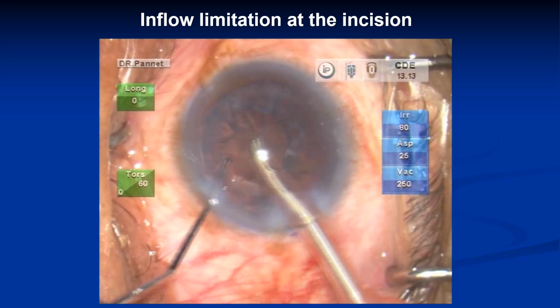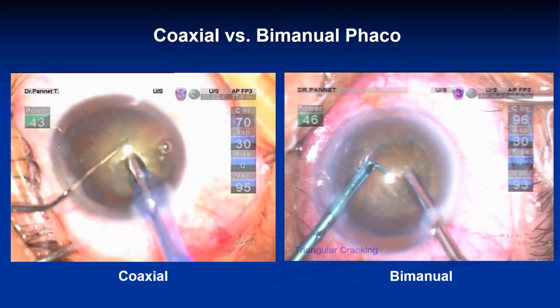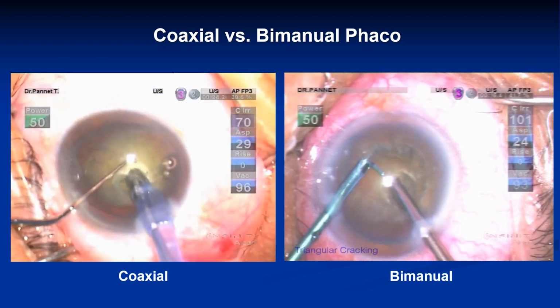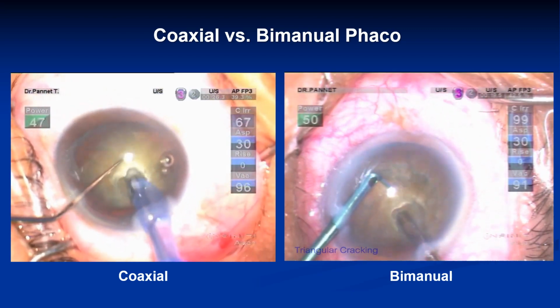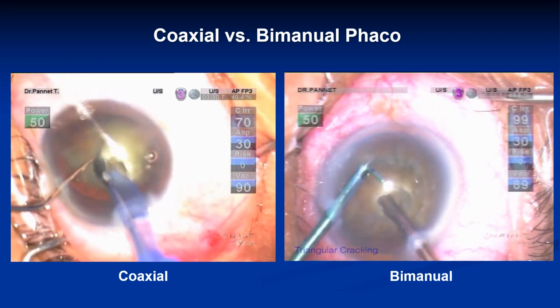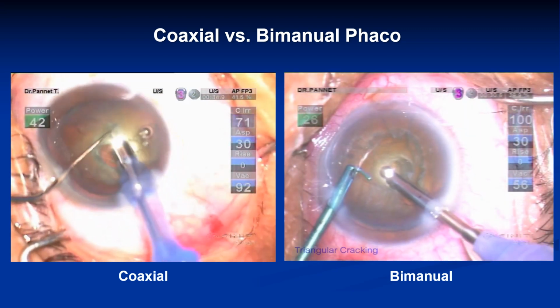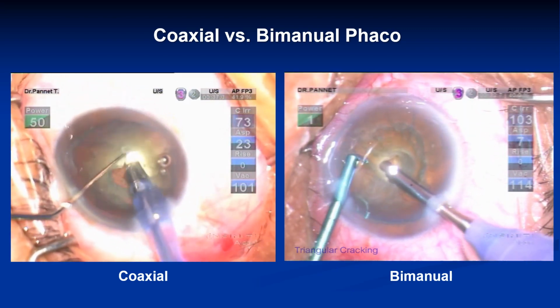There are two types of irrigation: coaxial, using a 2.2 to 2.75 mm main incision with a 1 mm side port, and bimanual, using two 1.5 mm incisions, with an irrigating chopper in one hand.